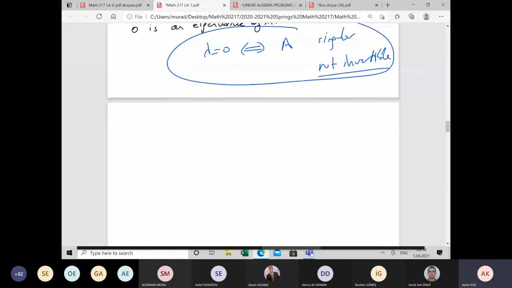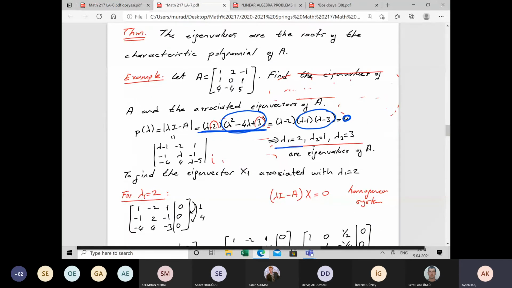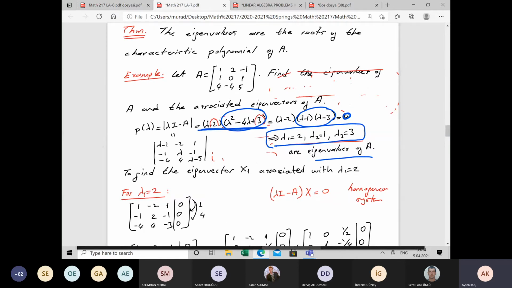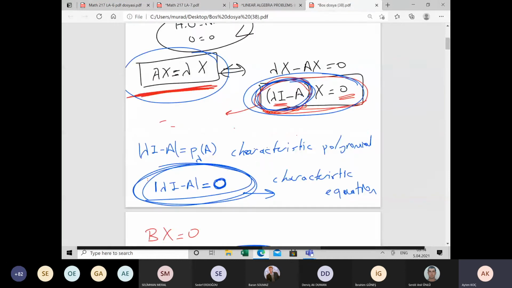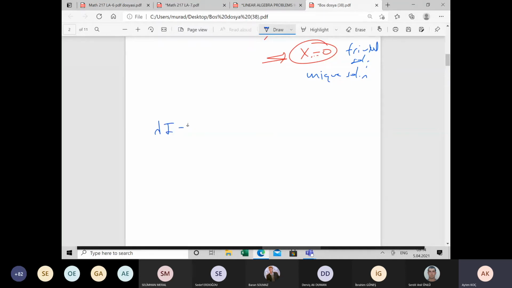So the next step, find the corresponding eigenvectors. Let's come back here. Our homogeneous system is lambda I minus A, x is 0. This is called the characteristic equation. Find the lambda. Lambda is an eigenvalue, and x is the corresponding eigenvector.